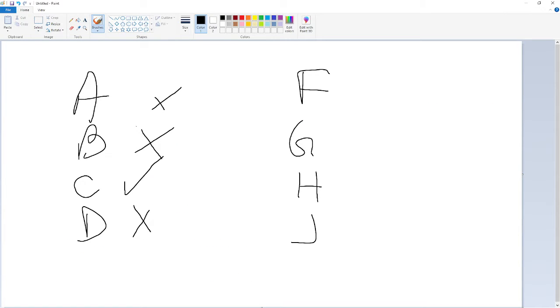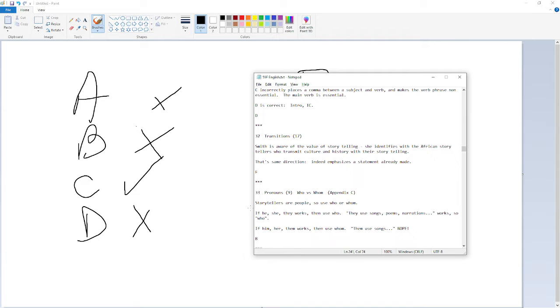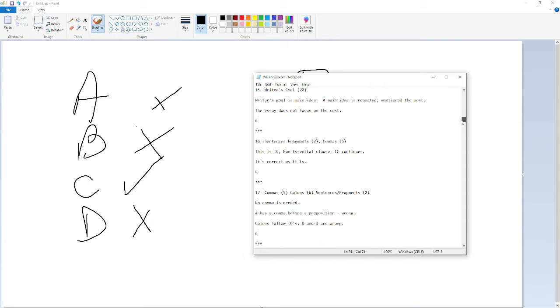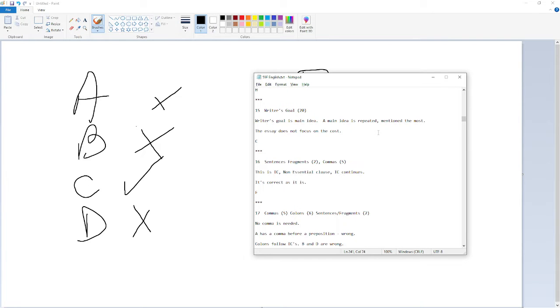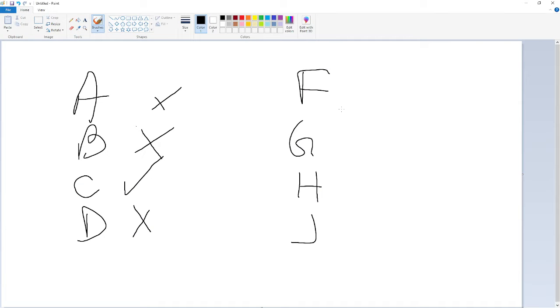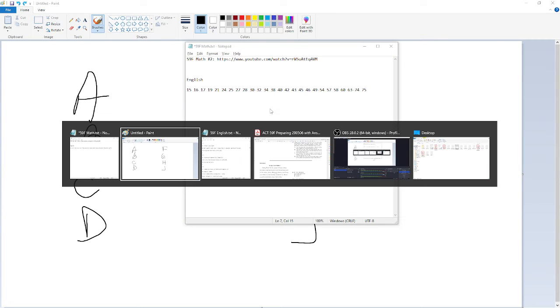So the answer is C, and I believe that one is 15. Let me scroll up to that one here to give you the topic. Writer's Goal, Chapter 20. I just couldn't remember the chapter. So C is the correct answer for that one. And now let me get rid of those. And we will continue with the next one in your list, which is number 16.